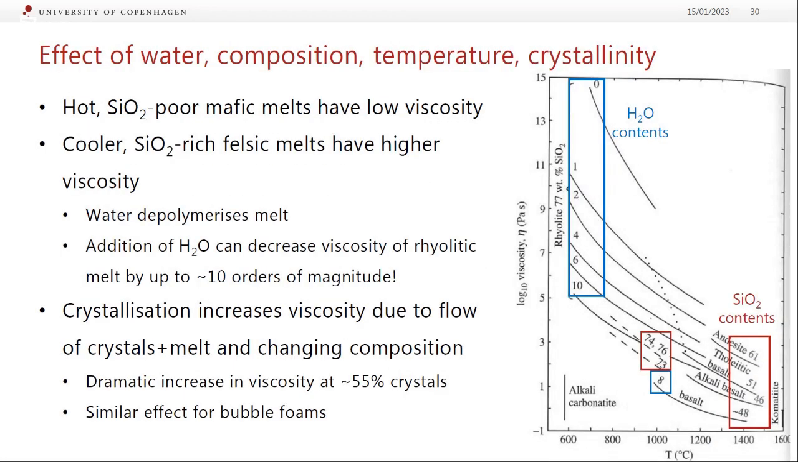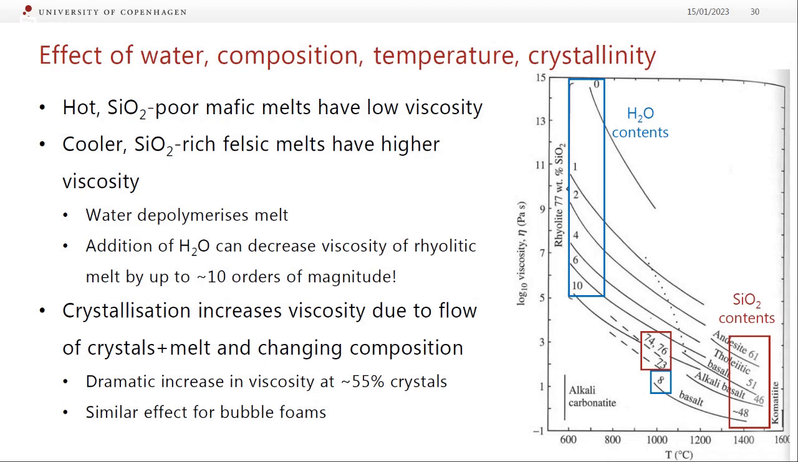On top of this overall compositional control, there's a big effect from temperature. High temperature melts are less viscous than low temperature melts. And these things work in concert because a mafic melt is high temperature and low in silica, whereas cooler felsic melts are more silica rich, so they have more of a framework, but they're also lower temperature. And so mafic melts tend to have low viscosity, whereas felsic melts tend to have high viscosity.